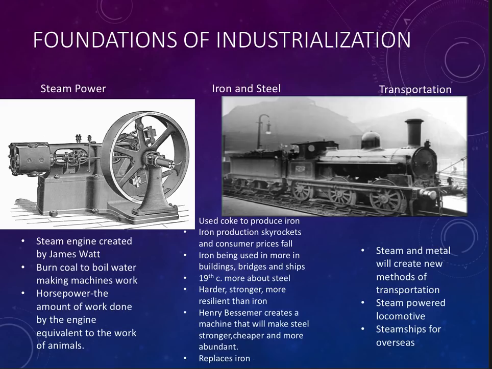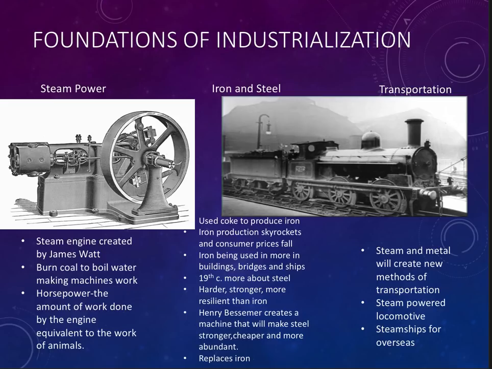So, this idea of horsepower comes into play. You might hear that in cars, like 500 horsepower, 200 horsepower. That means it's the amount of work done by the engine, which is equivalent to the work of the animals. So when they say a car has like 300 horsepower, that means that it would take 300 horses or strong animals of similar magnitude to move that car at a certain rate. So that's where the idea of horsepower comes from.